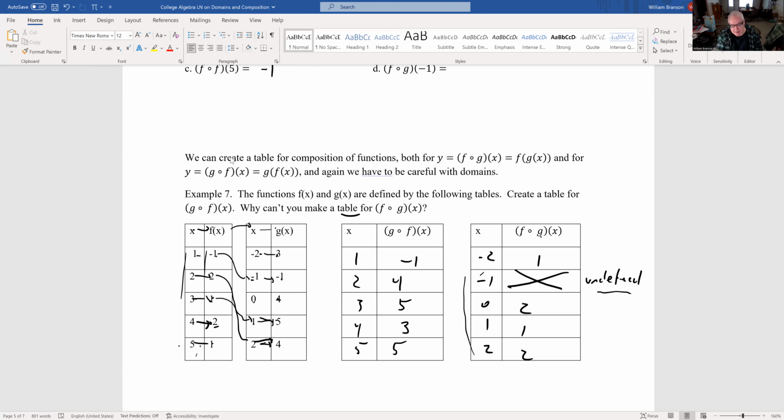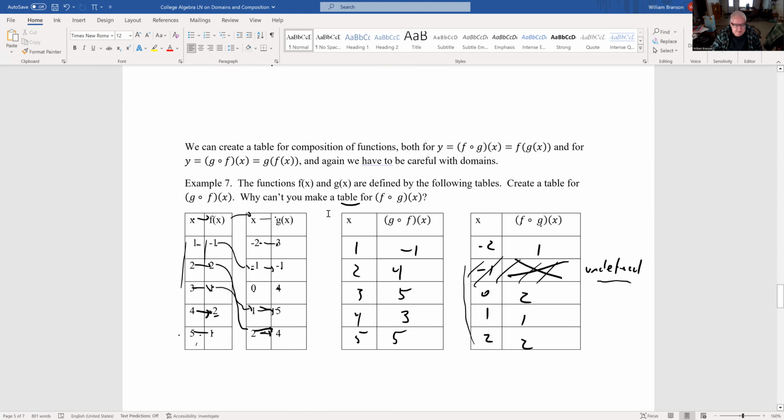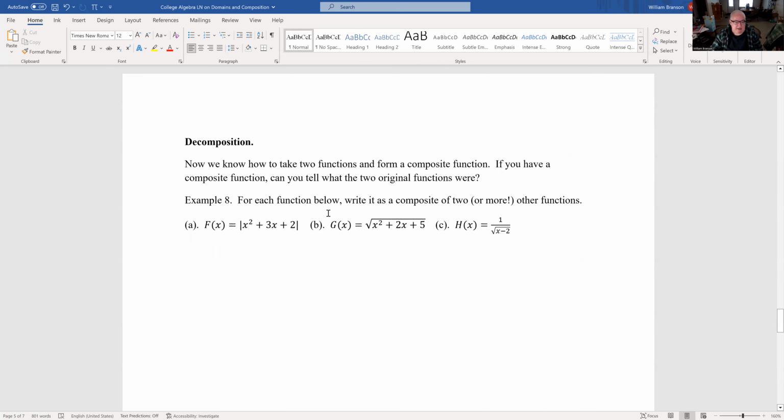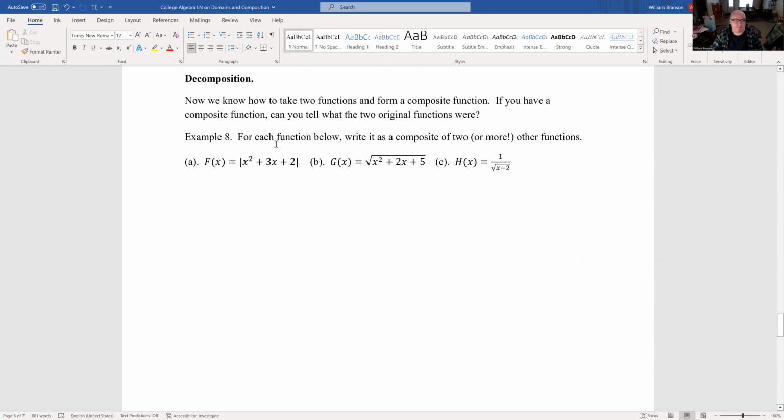If you're willing to drop minus 1, you can get a function that's defined for minus 2, 0, 1, and 2, but you have to drop the minus 1, which can be annoying sometimes. So decomposition: complicated functions can be created by plugging other functions into other functions, right?